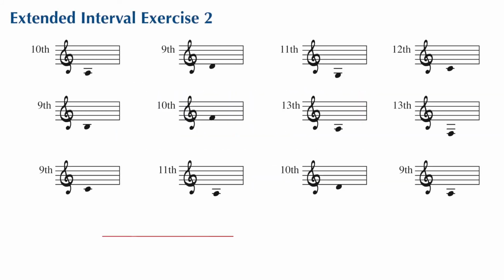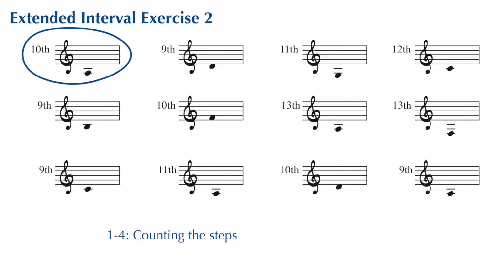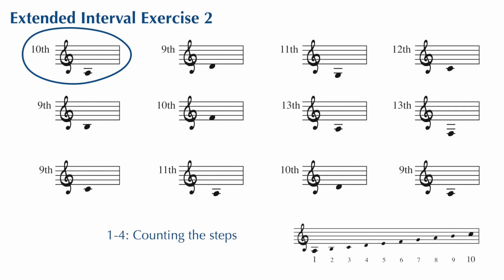Numbers 1 through 4, we're going to count the steps. Number 1, we want to write a tenth above low A. So start on low A and start counting. 1, 2, 3, 4, 5, 6, 7, 8, 9, 10. So a tenth above this low A is this C.